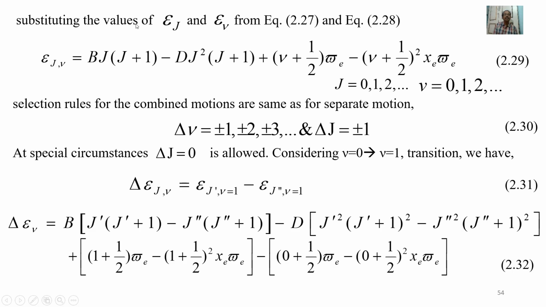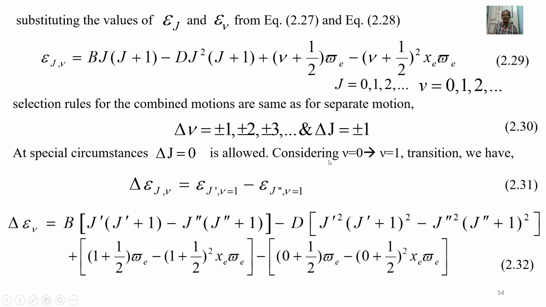Substituting the values of E J and E nu from equation 2.27 and equation 2.28, we have this for the rotational wave number and this for the vibrational wave number. So we have added these two with the corresponding rotational constant and vibrational constant. We are going to use selection rules for the combined motions, which are given as delta nu equal to plus or minus 1, plus or minus 2, plus or minus 3, and delta J equal to plus or minus 1. In special circumstances, delta J equal to 0 is allowed.